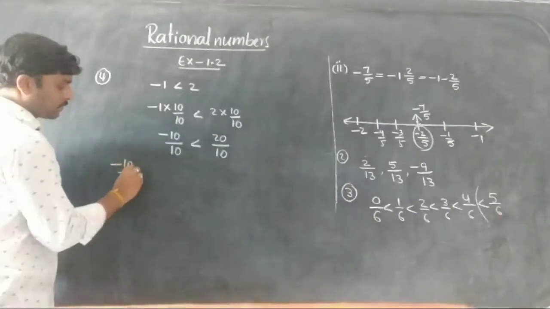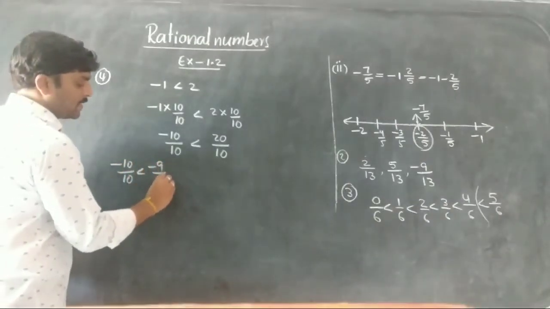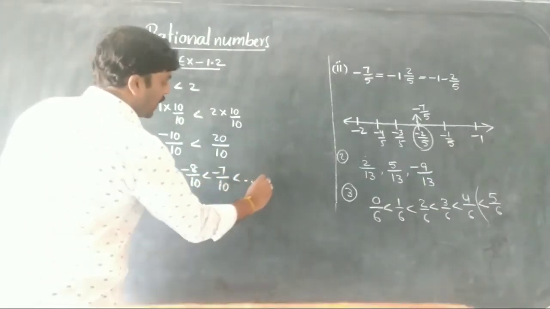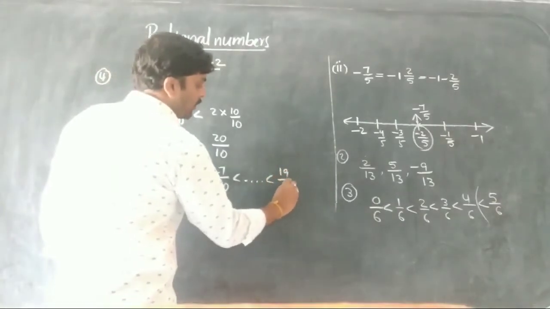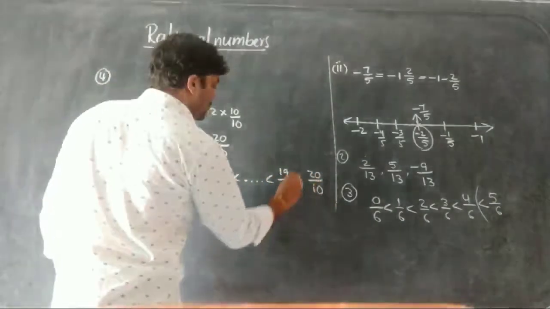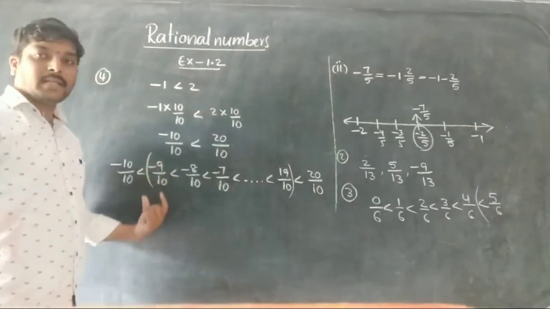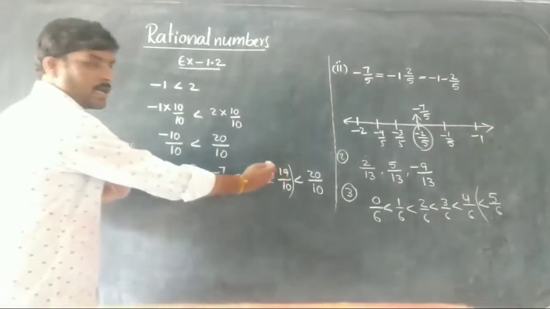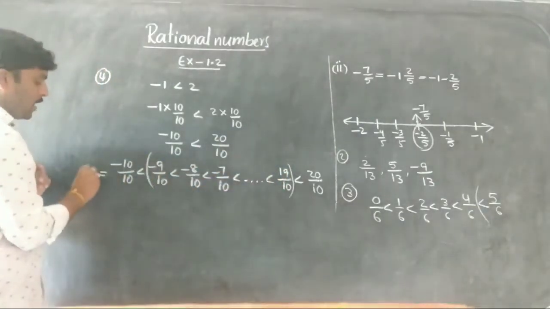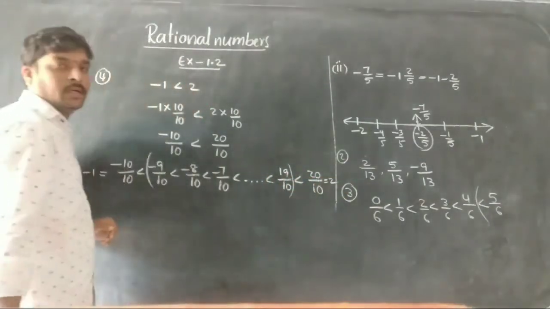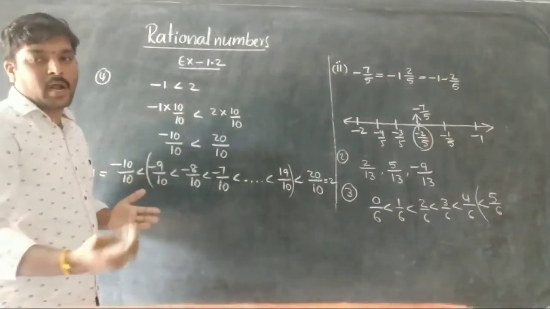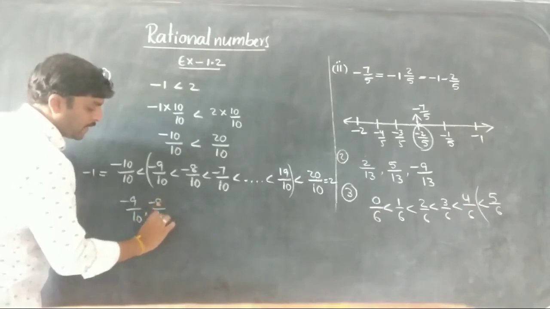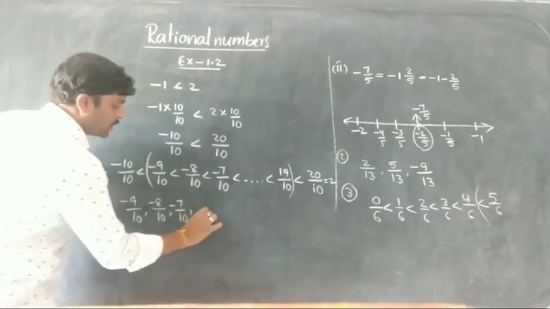Minus 10 by 10 is less than minus 9 by 10, which is less than minus 8 by 10, which is less than minus 7 by 10 and so on, up to 19 by 10, which is less than 20 by 10. See once: minus 9 by 10, minus 8 by 10, minus 7 by 10 and so on, up to 19 by 10. These are all rational numbers that lie between minus 1 and 2. They are asking for 12 rational numbers, so take any 12.